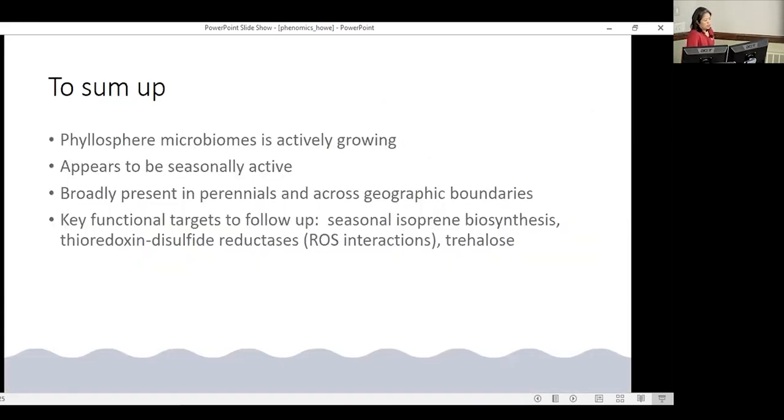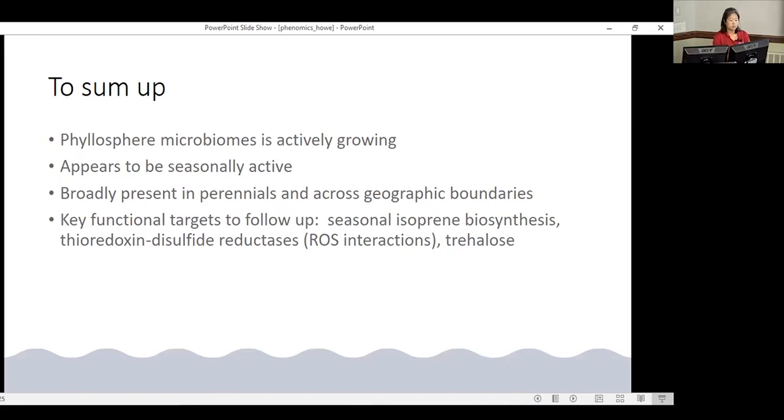All right, to sum up, the phyllosphere microbiomes, this is the first time we've seen evidence that they're actively growing, and they appear to be seasonally active. They're also broadly present in perennials and across geographic boundaries. We don't just see them in the Michigan site, we see them at our Iowa site and also at our Wisconsin site. So these microbes may be resources to think about, maybe enriching in marginal land conditions or inoculating in marginal lands conditions to confer some benefits to these plants.